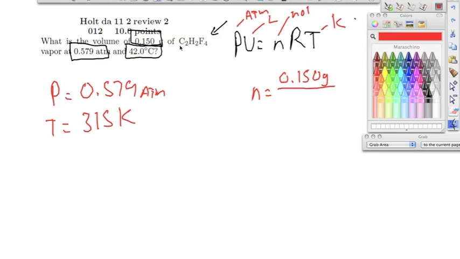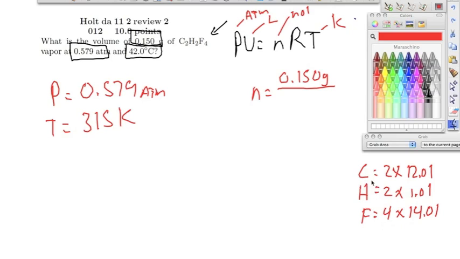So we have to find the molar mass of C2H2F4. So we have carbon, hydrogen, and fluorine. Okay? We have 2 carbons, 2 hydrogens, and 4 fluorines. We multiply them by their masses on the periodic table, 12.01, 1.01, and we see that we have 14.01. Okay? We multiply them and add them together, and we get a molar mass of 102 grams.